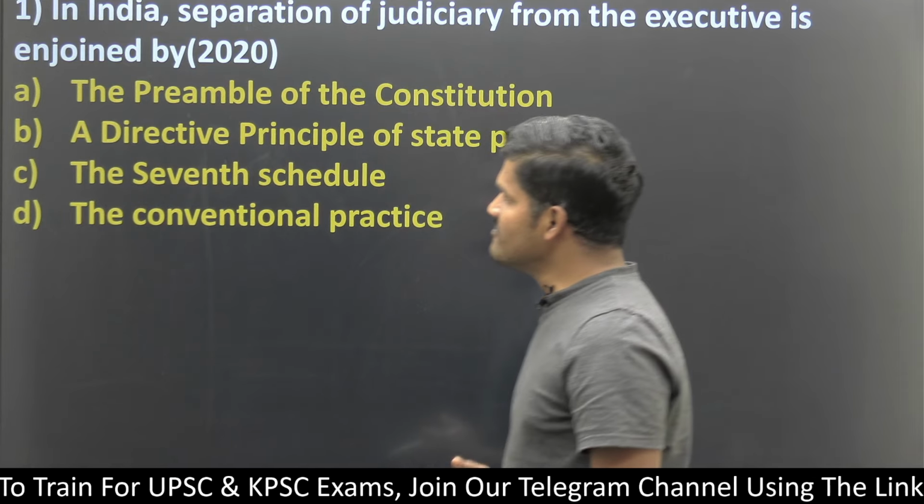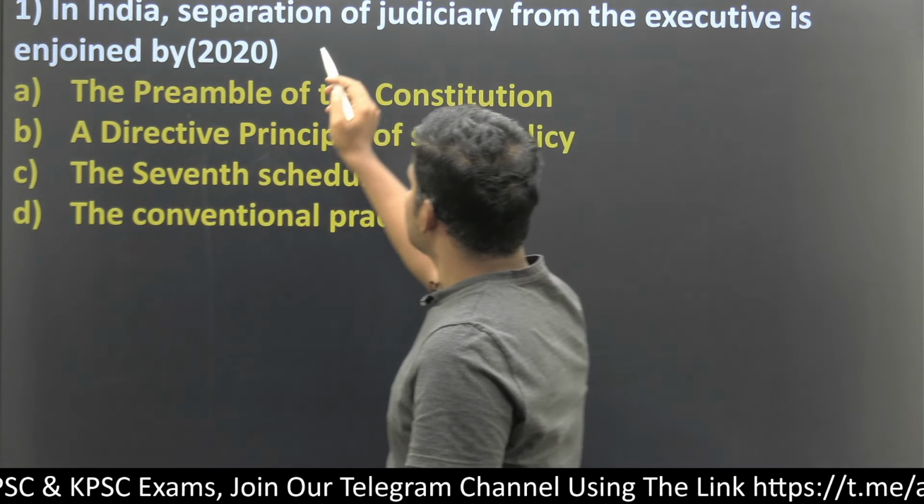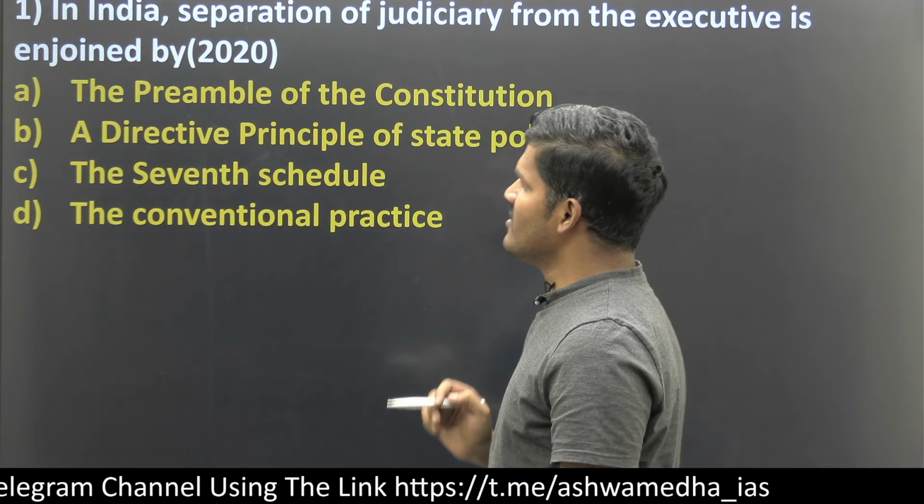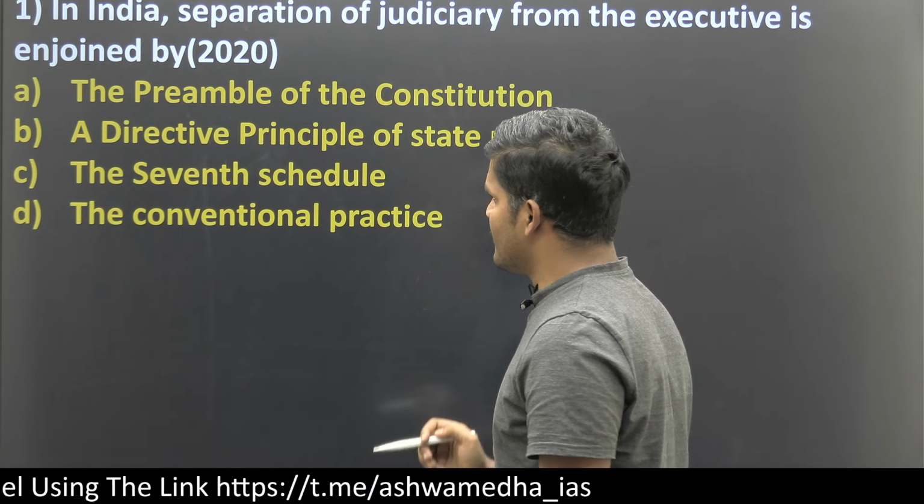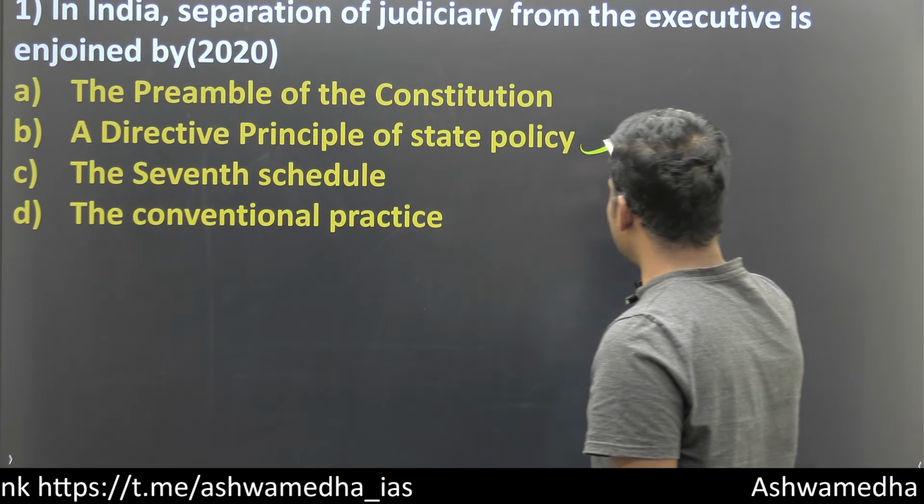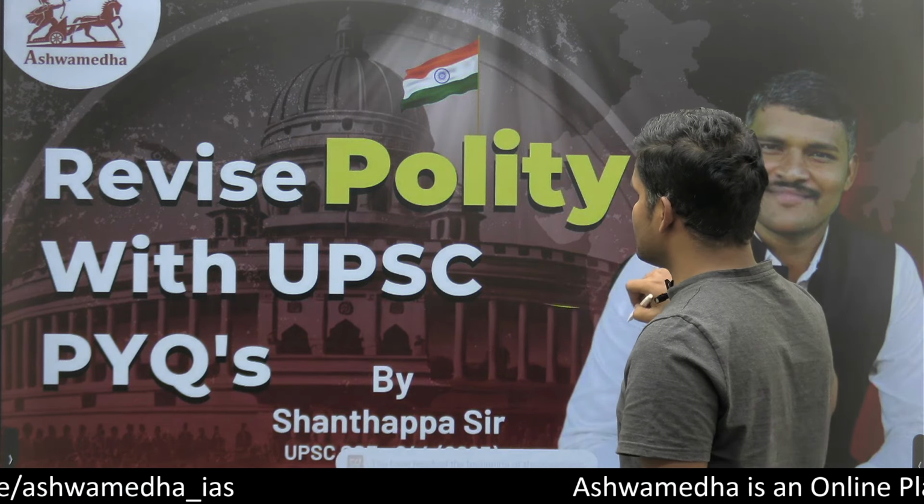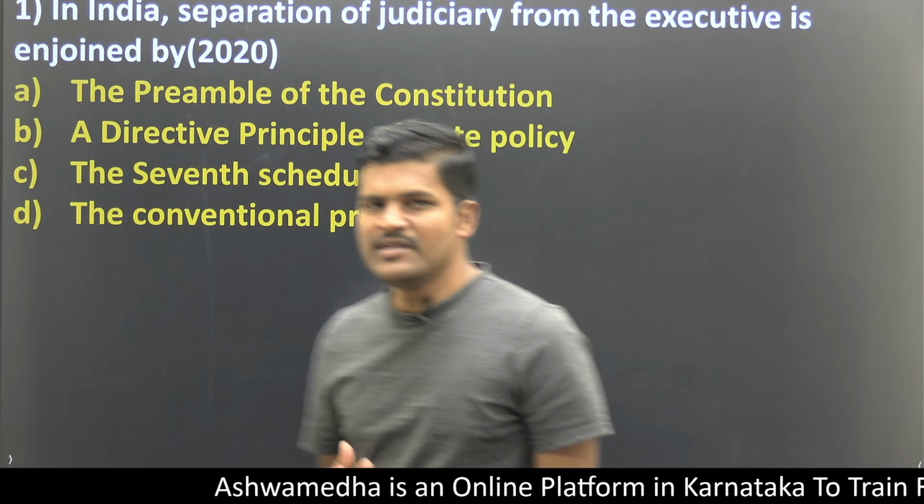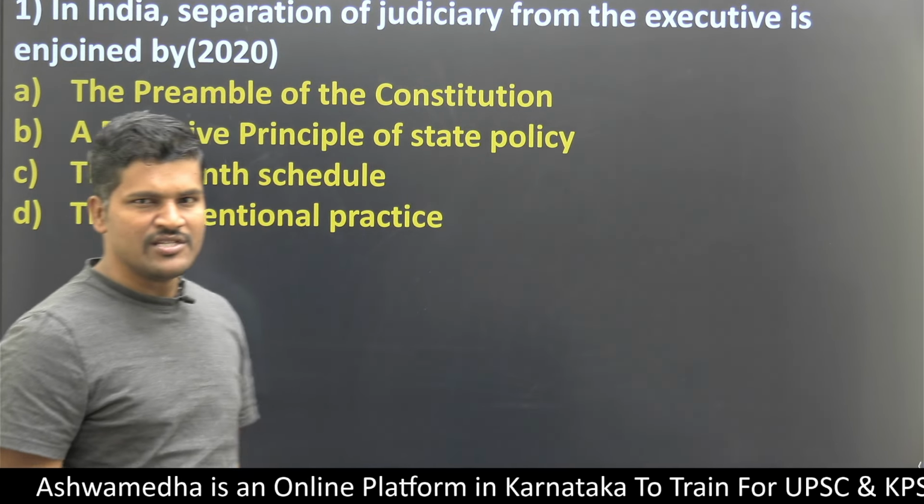The first question: in India, the separation of judiciary from the executive is enjoined by. The answer is the Directive Principle of State Policy. My point is not the answer. Here, the DPSP is one of the important things for the examination.